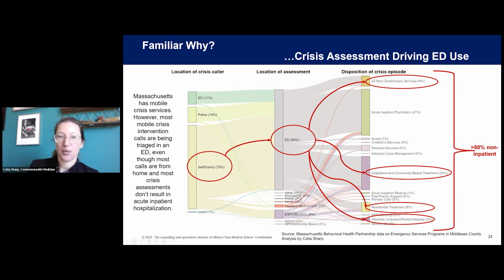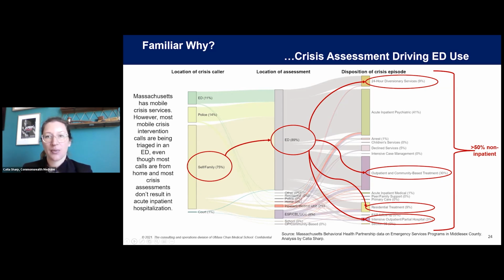In the middle, you're seeing the location of the assessment itself. So after, 75% of these callers are calling from their home or from some community-based location, seeking this crisis assessment. The provider is then doing 89% of its assessments in an emergency department setting. So what that tells us is all of these people are seeking crisis levels of care from their home or from some community-based location, but they're still ending up in the ED for some reason.